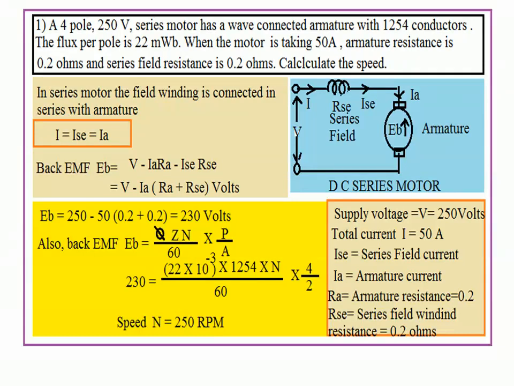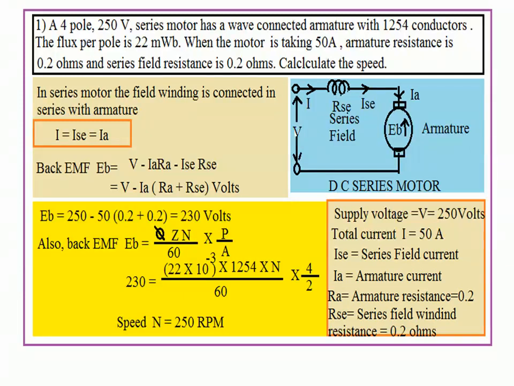First you identify which type of motor. The given problem is of a series motor, as shown in the figure. In the series motor, the field winding is connected in series with the armature. RSE is the resistance of the series field winding, I is the total current, ISC is the series field current, IA is the armature current. As shown in the figure, all currents are in series. Therefore, I equals ISC equals IA.